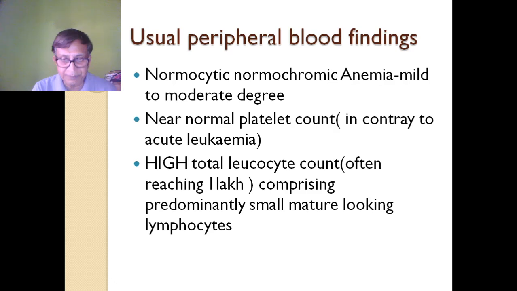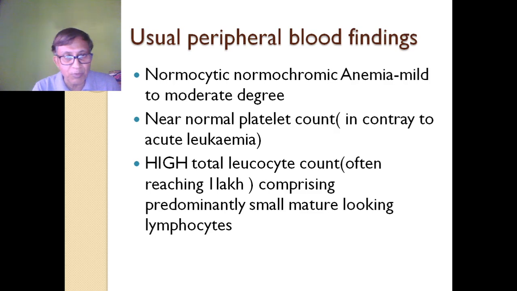So, like all hematological diagnosis, examination of peripheral blood is very important in this case also for diagnosing chronic lymphocytic leukemia. So, what will you find? You will find normochromic normocytic anemia, mild to moderate. Platelet count is almost normal, but there is high leukocyte count. It may come up to almost reaching 1 lakh, and it comprises predominantly small mature looking monomorphic lymphocytes.